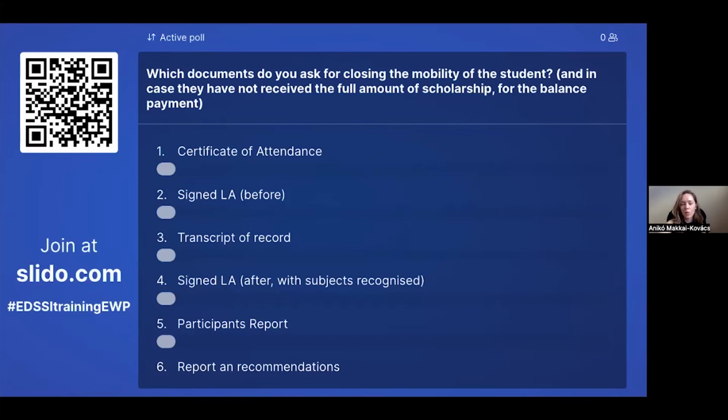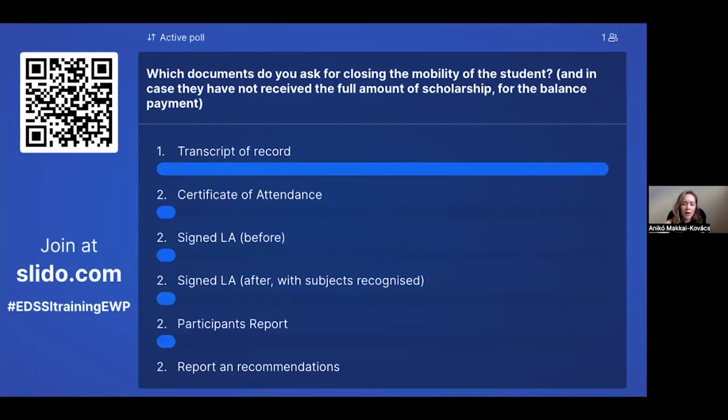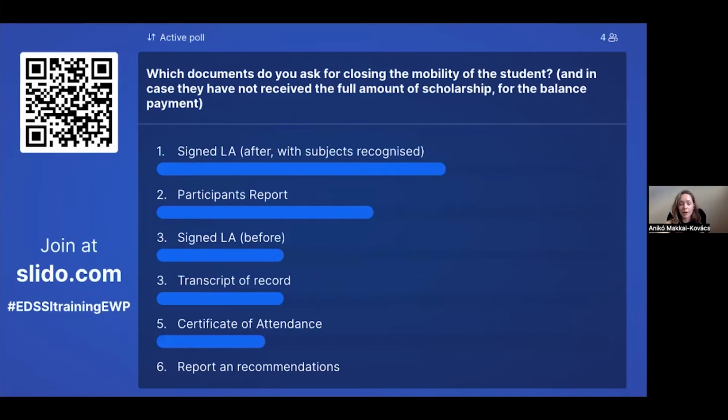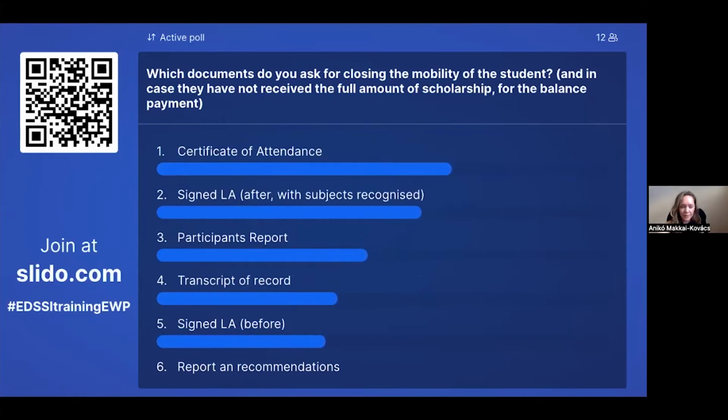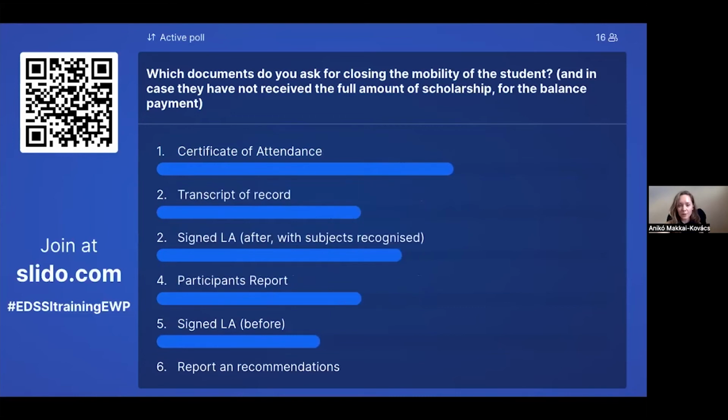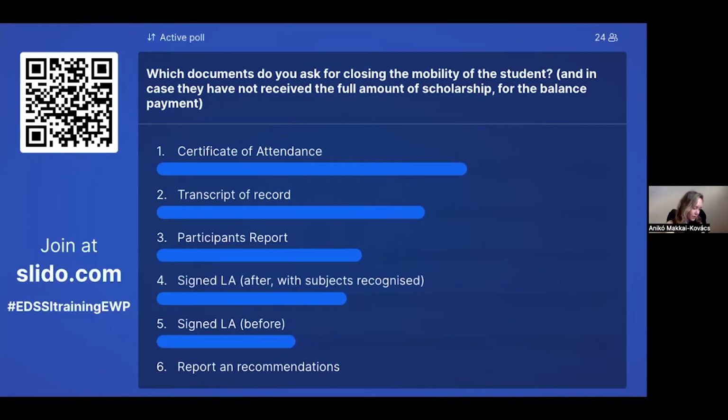Are you asking for a signed learning agreement, a transcript of records, a signed learning agreement after with subjects recognized, a certificate, and a report and recommendations? Under report, I'm sorry, I understood the participant report that is obligatory to be submitted after the mobility. Yeah, exactly. So let me take a look. Yeah, participant report and other reports and recommendations.